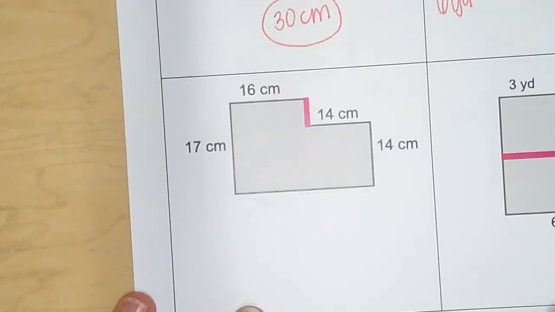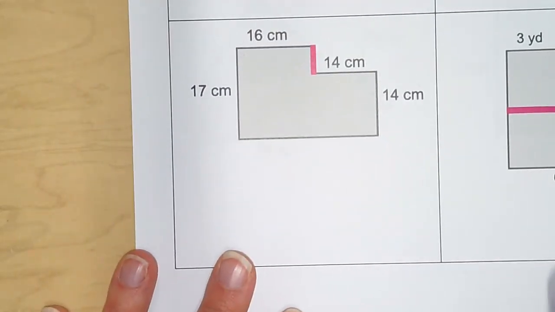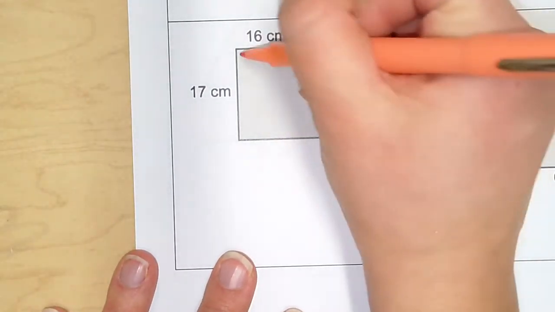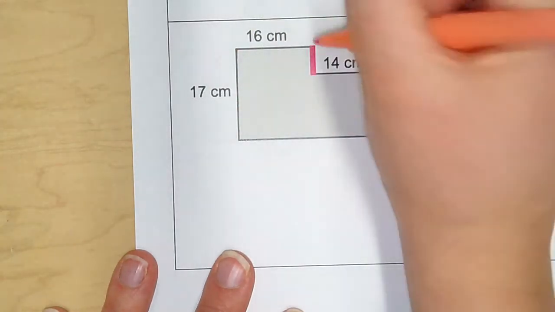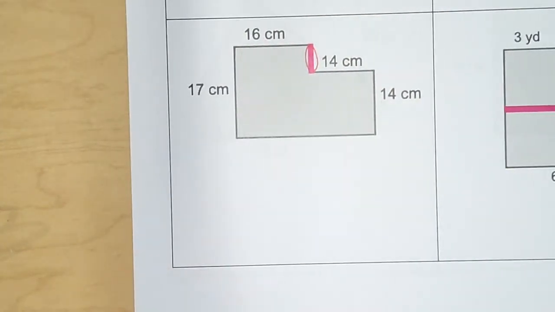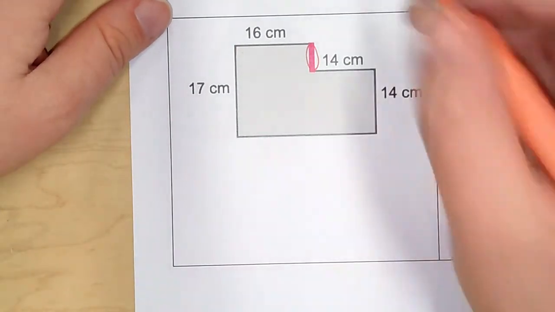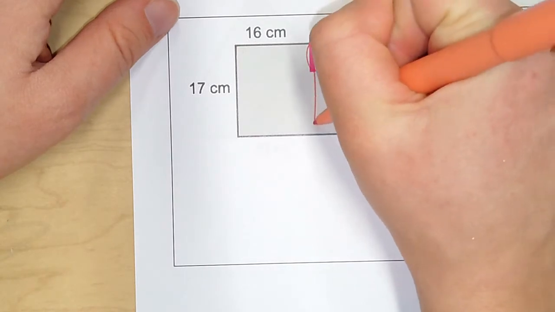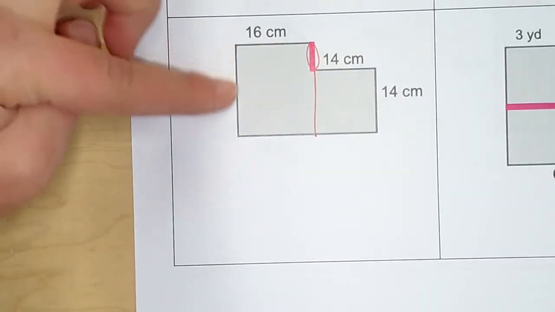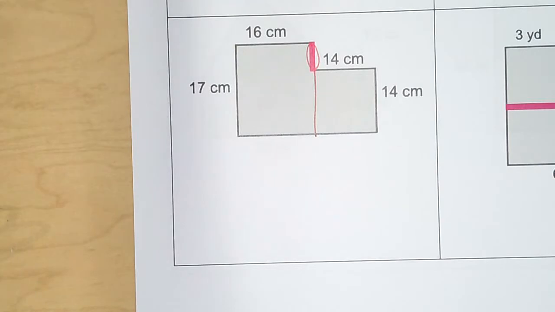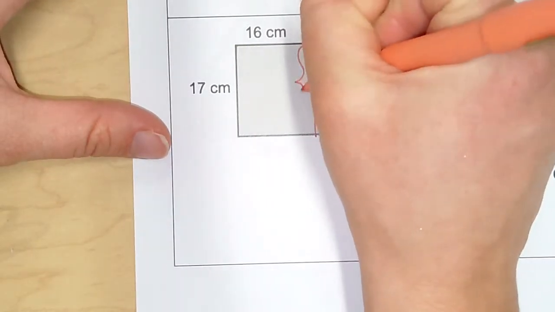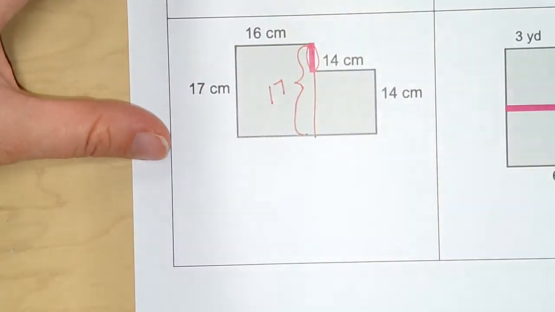All right, let's try this one. This one gets a little trickier. So here I have 17. I'm looking for this little guy right there. Now, again, we know that the opposite sides are congruent. So if I were to extend this to be the entire length of this rectangle here, I would be able to know that all of this is 17.